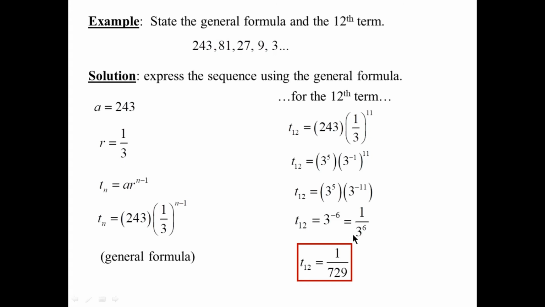Not because of a calculator, but 3 to the 6 is 3 cubed squared. And 3 cubed is 27, and 27 squared is 3 to the 6.